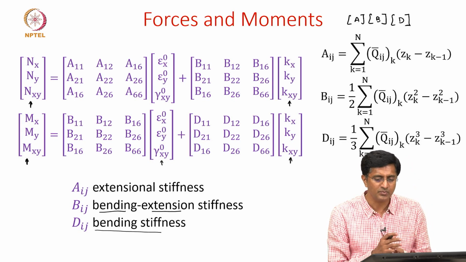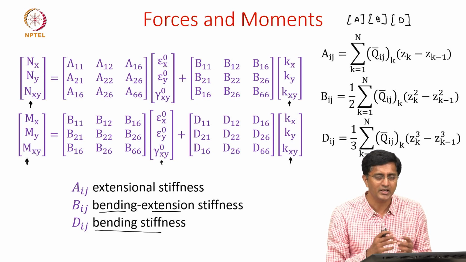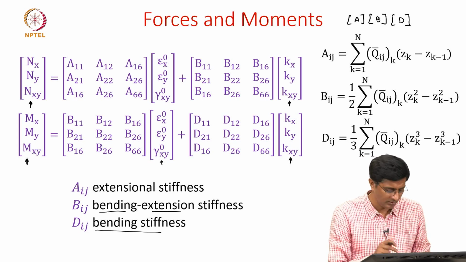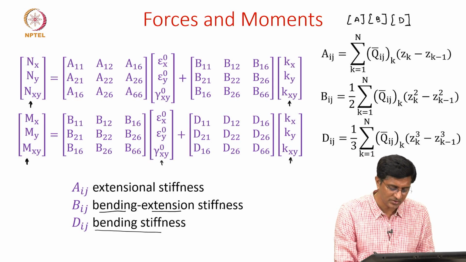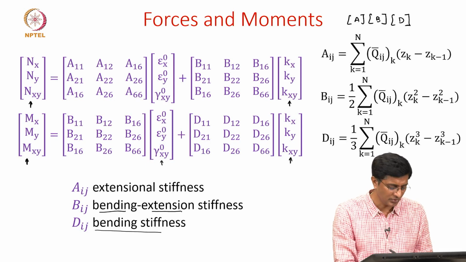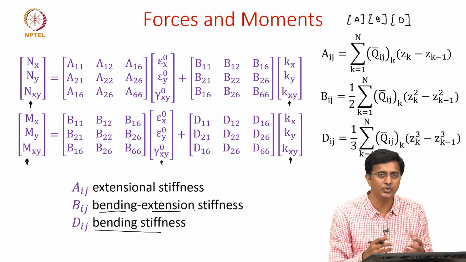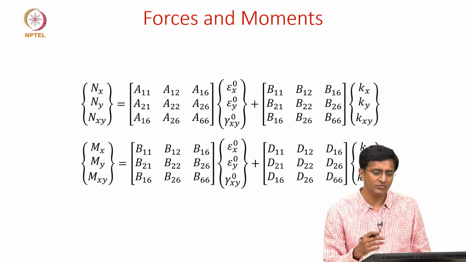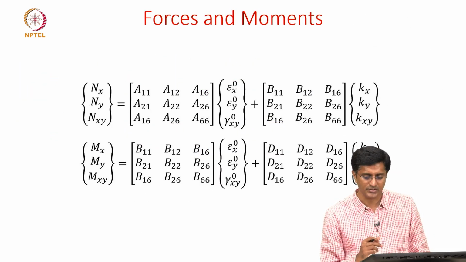So each of these matrices A, B and D has a physical interpretation. Usually for isotropic materials, we don't have this bending extension stiffness coupling. So this is a coupling which is new for these laminates. Now let's see what else we can learn from these ABD matrices.